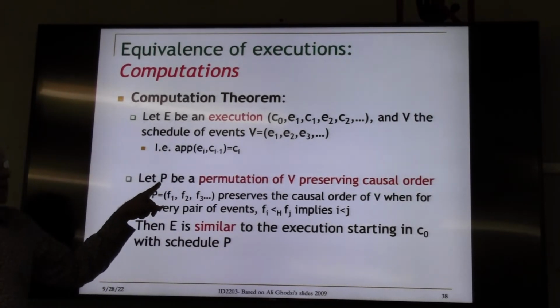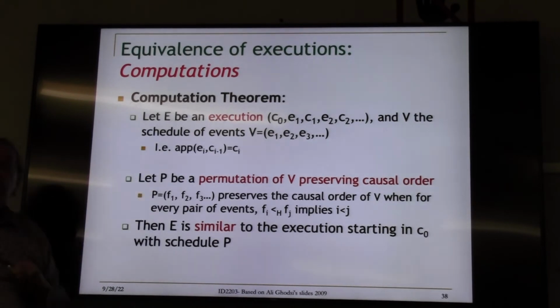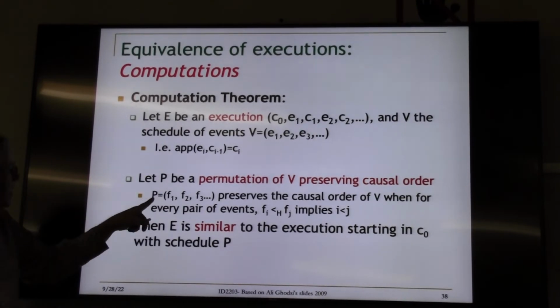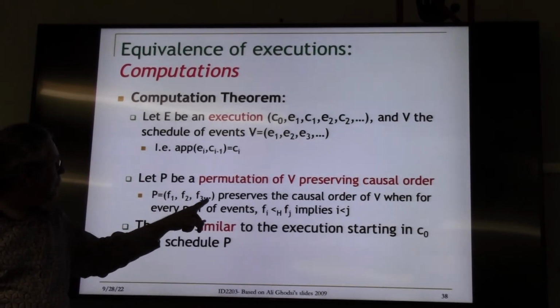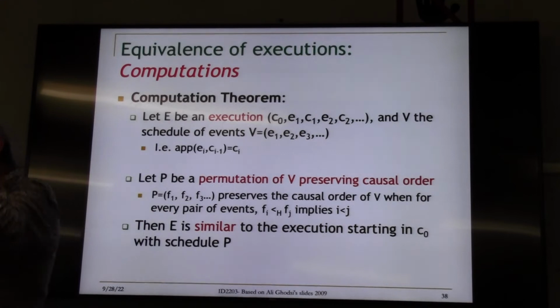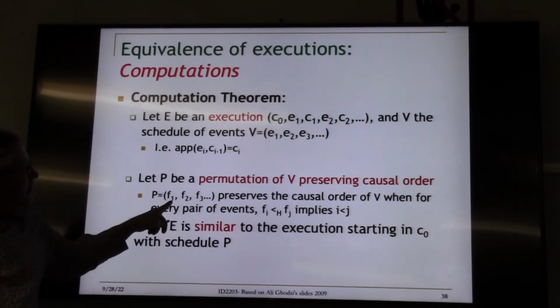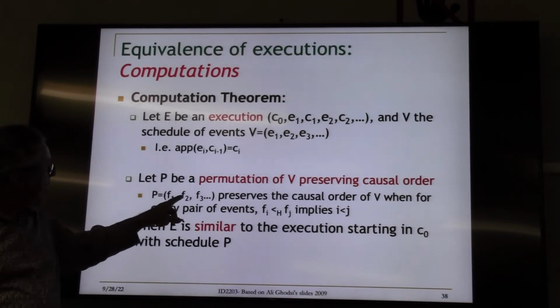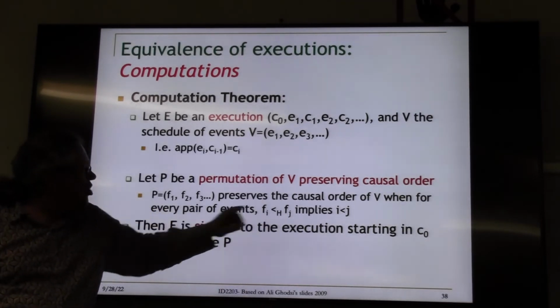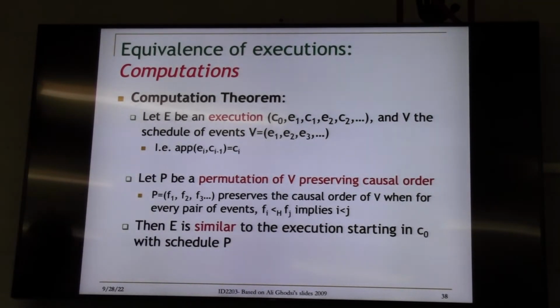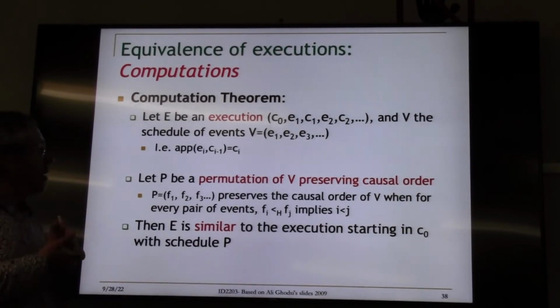Let P be another schedule, which is a permutation of V. So I'm moving things around. P is another schedule, F1, F2, F3, but it's the same events, just in some different order. But there's a condition here. It preserves the causal order. So for example, if Fi happens before Fj, this implies that i is less than j. I'm not reversing causality.